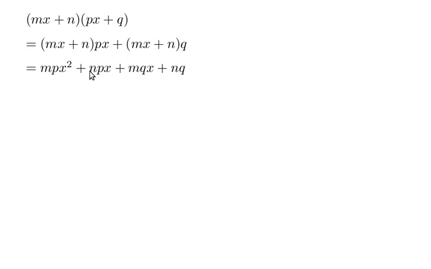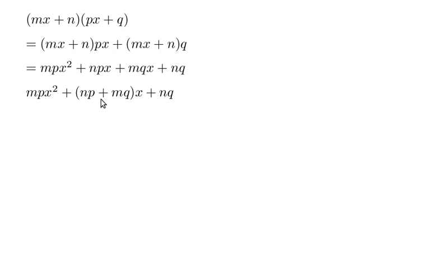And then we can combine these two terms to get mpx squared plus np plus mqx plus nq. So you can see factoring by grouping in reverse order.